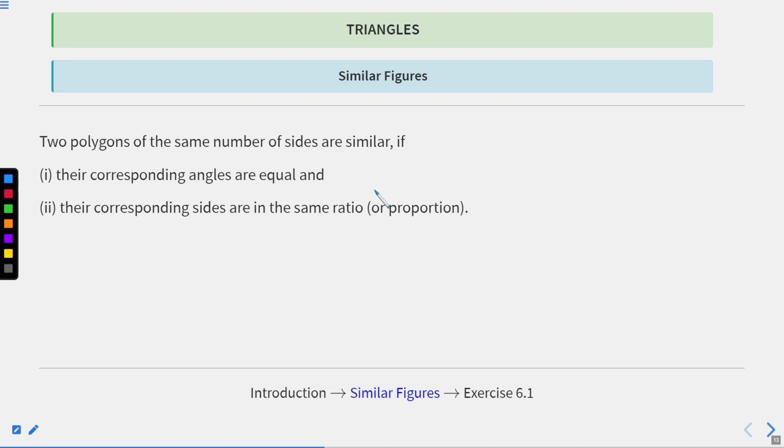So this is the definition of similar figures, and based on this definition, now we can say whether two figures are similar or not. To show that two figures are similar, basically we have to first check if their corresponding angles are equal, and then check whether their corresponding sides are in the same ratio or not. If all angles are equal and their corresponding sides are in the same ratio, then the two figures are said to be similar figures.